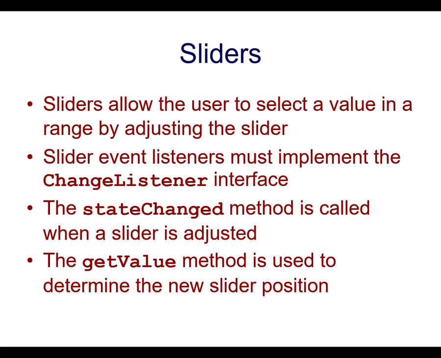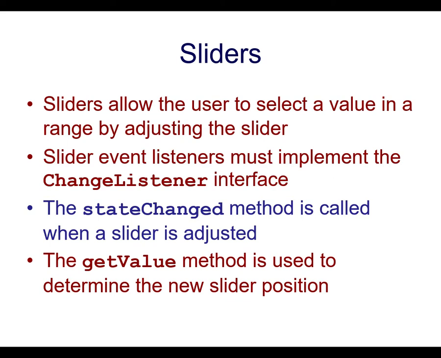The next GUI component that we will discuss is sliders. This component is a metaphor for a mechanical control that is used on some audio systems as a volume control. Sliders allow the user to select a value in a range by adjusting the slider. A common use of sliders in animations is to allow the user to control the speed of the animation. Slider event listeners must implement the ChangeListener interface. The stateChanged method is called when a slider is adjusted.